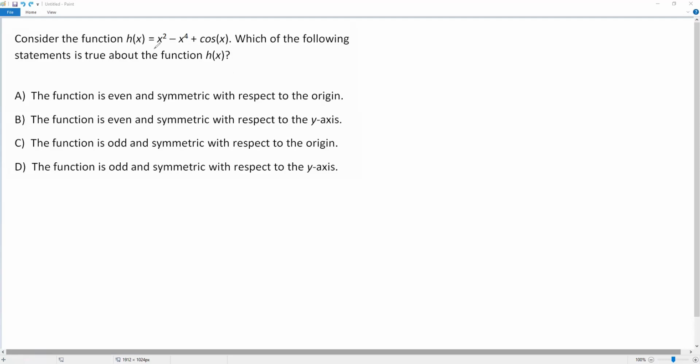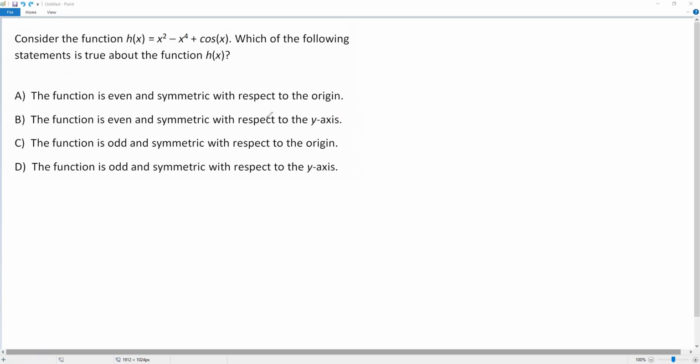Consider the function h of x equals x squared minus x to the fourth power plus cosine of x. Which of the following statements is true about the function h of x? When I go over the answer choices, I find two things. One is whether the function is even or odd. The second one is whether the function is symmetric with respect to the origin or the y-axis.